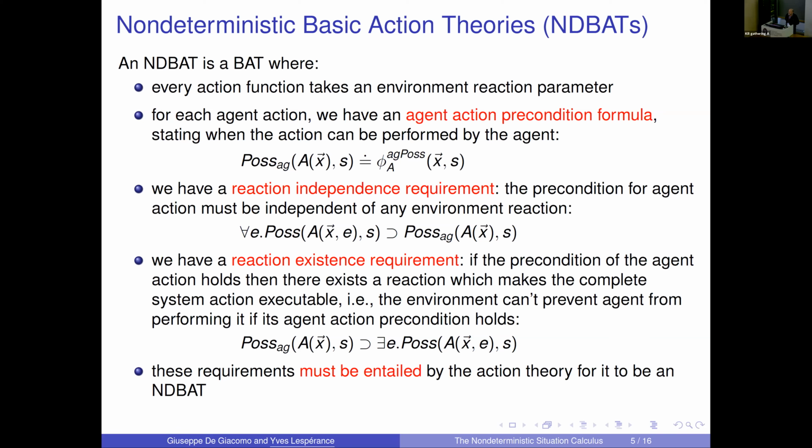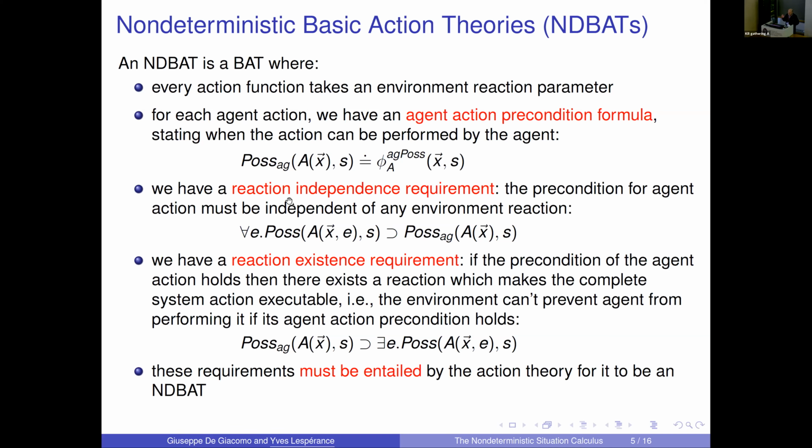And so we define what we call a non-deterministic basic action theory, NDBAT, which is a special kind of BAT. So an NDBAT is a BAT where, first, every action function has one of these environment reaction parameters. For every agent action, there's a formula that specifies when the agent can perform the action. We call this Poss_Ag. And this is distinct from the system action being possible.